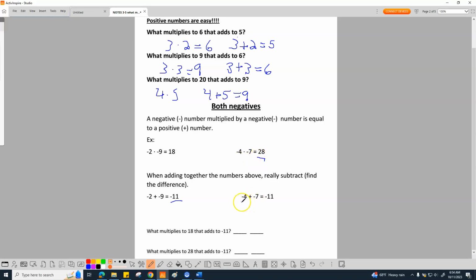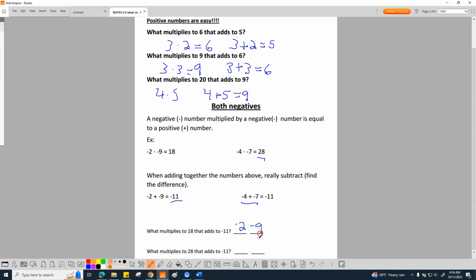But when you add those two terms together, they end up being negative 11. So what multiplies to 18 that adds to negative 11? They just answered that above. I don't need to write that in, but I'll do that anyways. Negative 2 and negative 9.